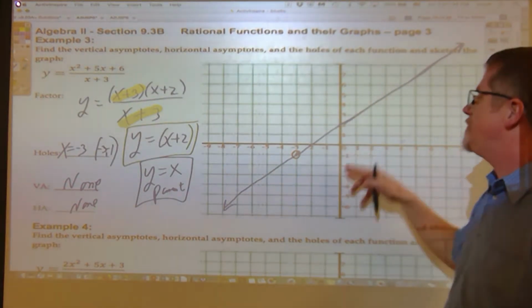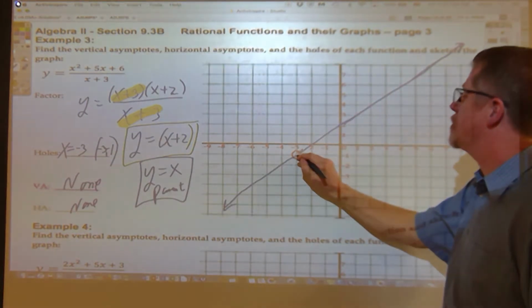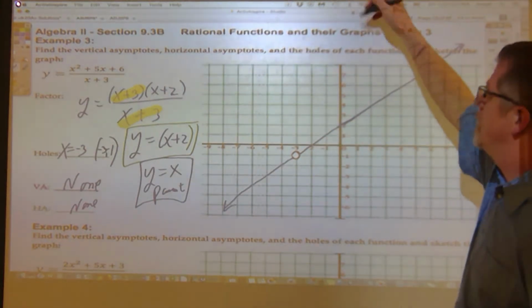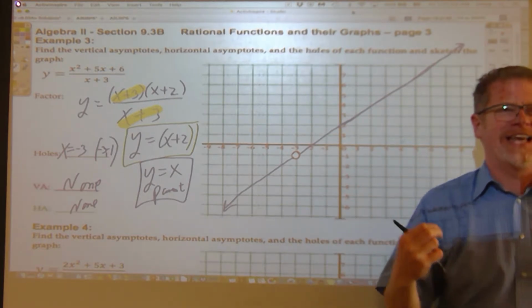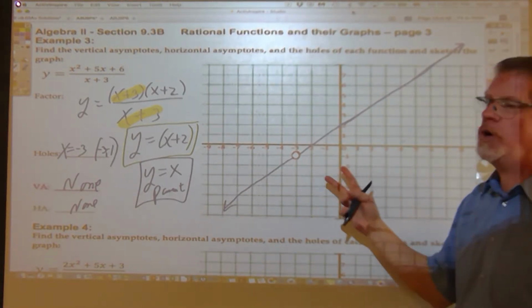Now, if you do it that way, if you selected the line y equals x and then shifted it up 2, you should select white and then go over the blue part that's inside the hole, to make it look like it's actually a hole. Any questions on this one?